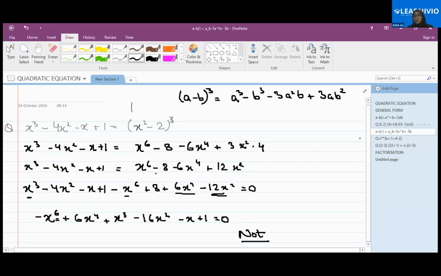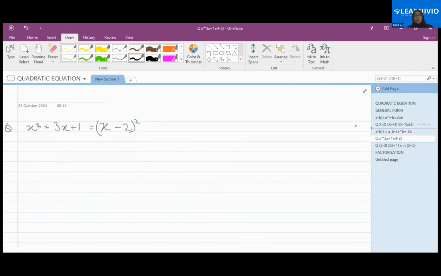Okay, now next question. Just try it and tell me the answer if it is a quadratic equation or not. You have your notebooks, right? Yes. So try it and tell me if it is an example of a quadratic equation or not.